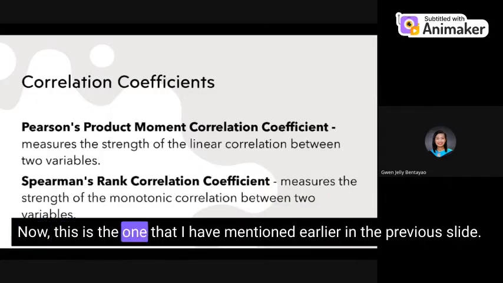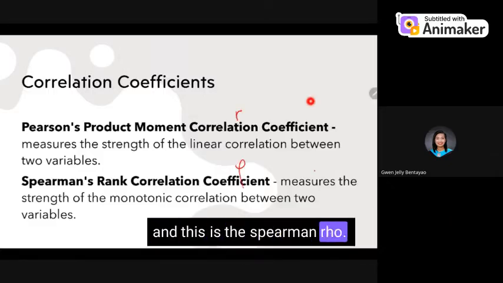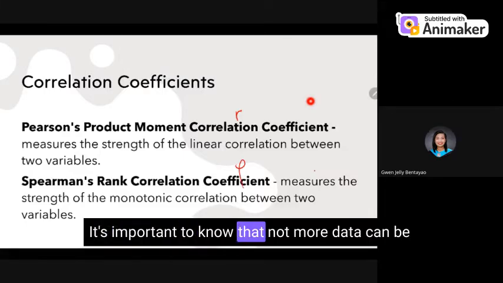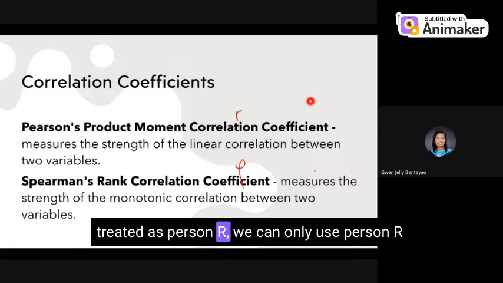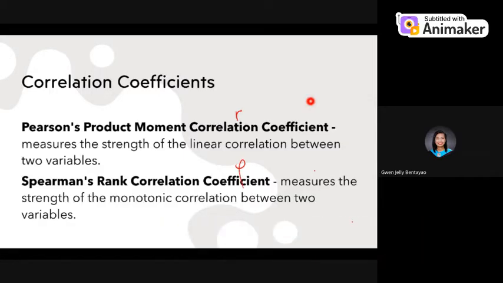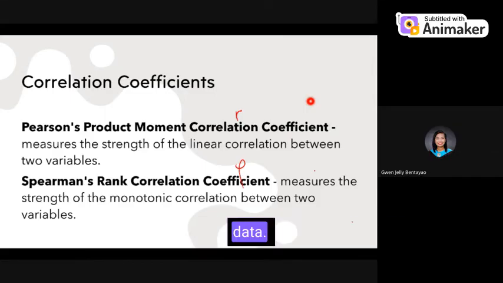Now, this is the one that I mentioned earlier in the previous slide. This is the Pearson r, and this is the Spearman rho. It's important to know that not all data can be treated with Pearson r. We can only use Pearson r for linear or continuous types of variables such as interval and ratio, and Spearman for nominal or categorical types of data.